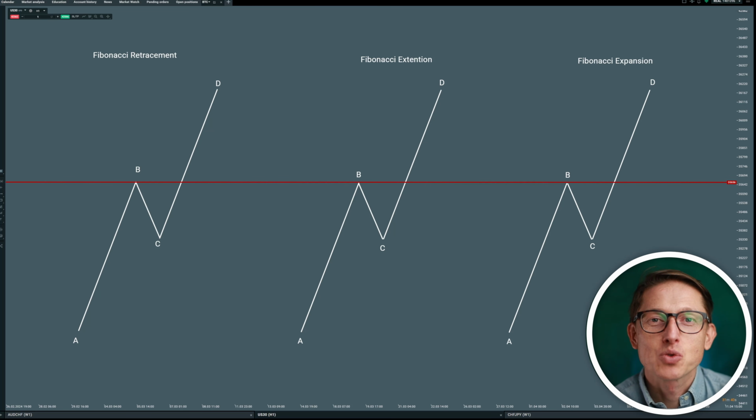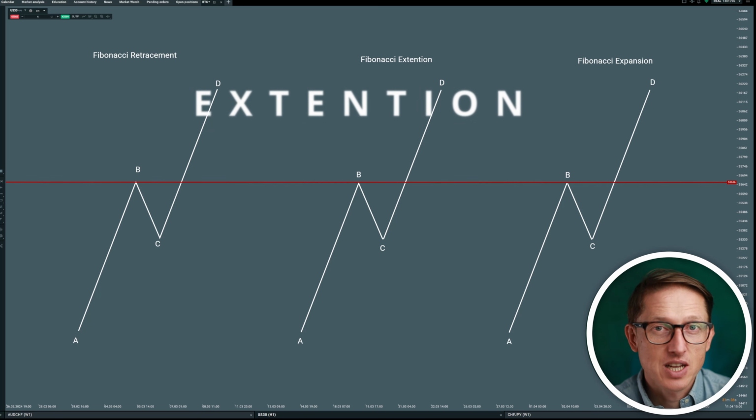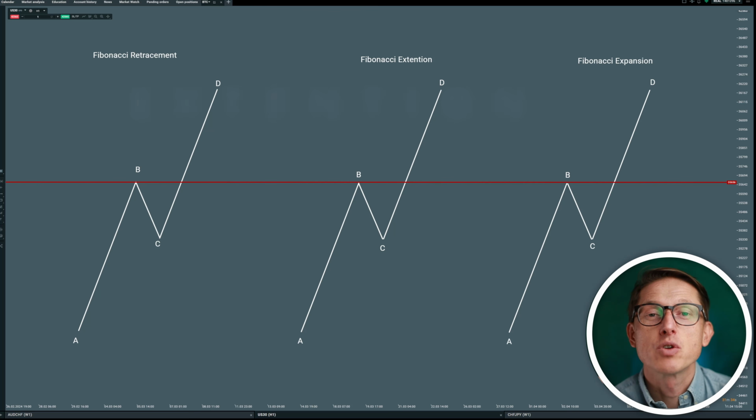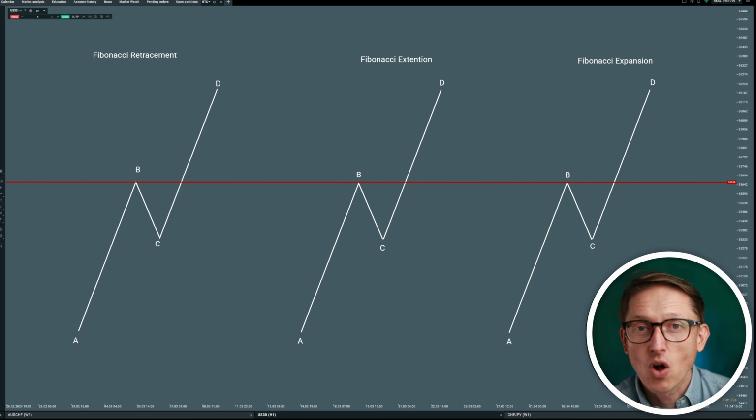Today I want to talk about Fibonacci Expansion, Fibonacci Extension and Fibonacci Retracement. What's the difference? Why are there all these tools? How to use them? What are they used for? How do professionals go about them? I will tell you everything there is to know.